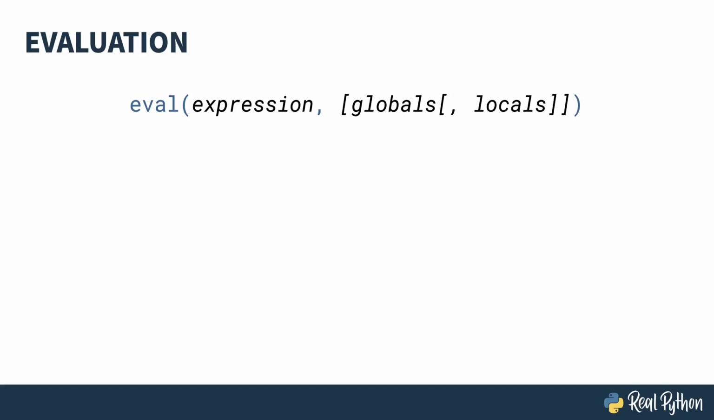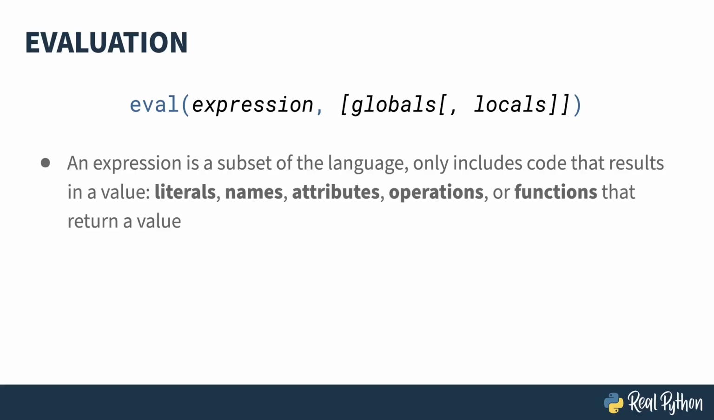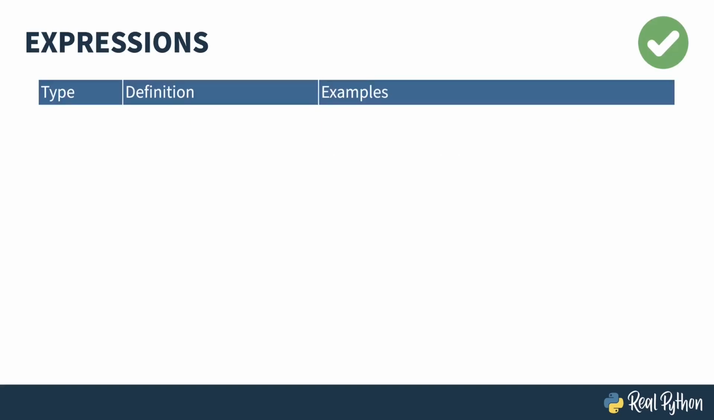Here's the signature for eval. It takes an expression and optionally two dictionaries, one for globals, one for locals. An expression is a subset of the Python language. It includes literals, names, attributes, operations, or functions that return a value. Let's go over those one by one.